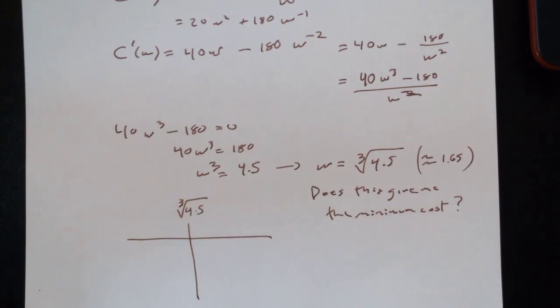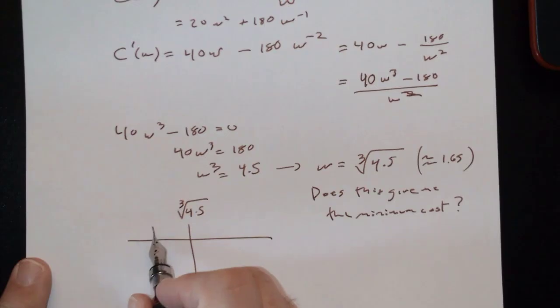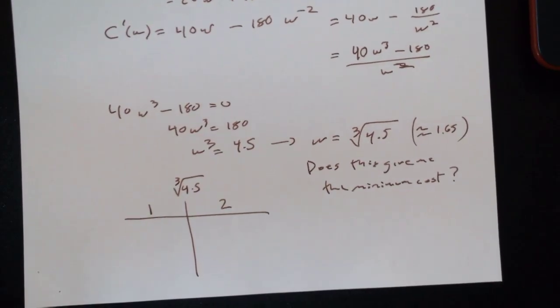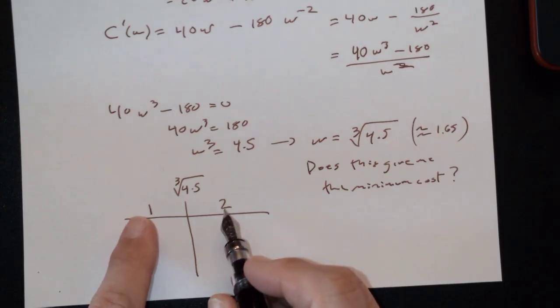And I said I didn't know what this number was, but I knew it was between 1 and 2. Those can be my test numbers. The cube root of 1 is 1. The cube root of 8 is 2. So I knew this number had to be between these. But take this and plug it in where?